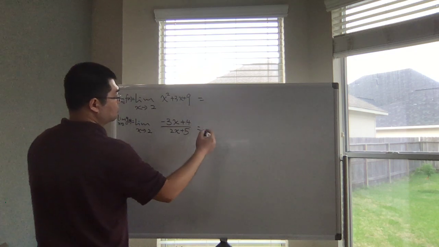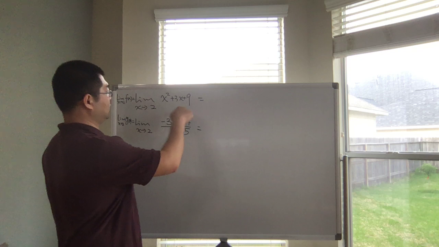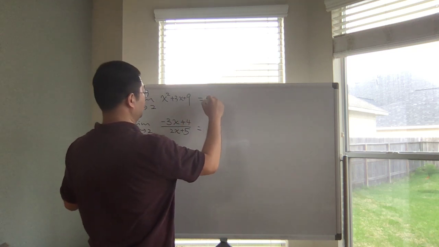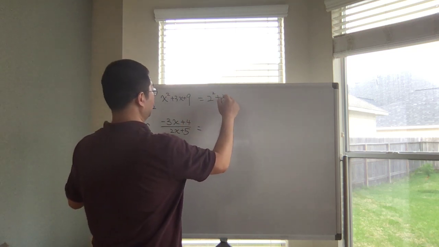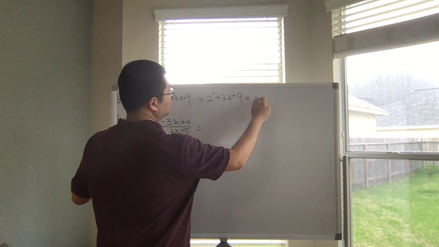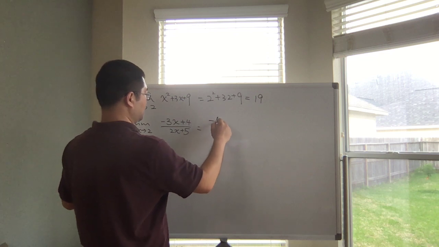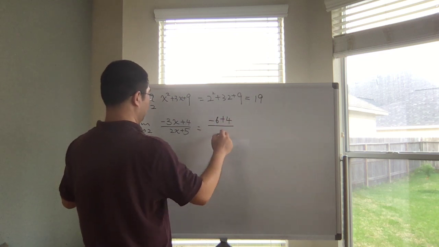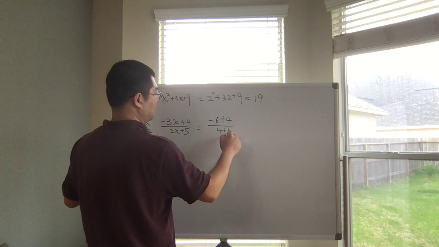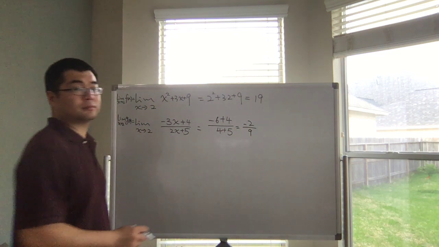As we just learned, we can evaluate those two limits immediately by plugging in. For f, it's 2 squared plus 3 times 2 plus 9, which gives you 19. For g, you have negative 6 plus 4 over 4 plus 5, which gives you negative 2 over 9. Okay. All right.